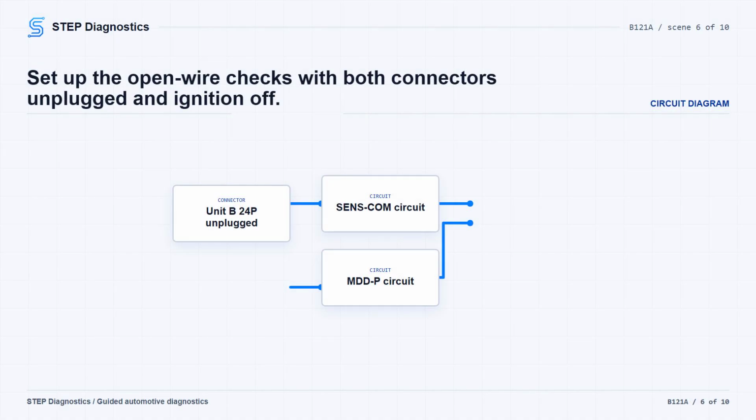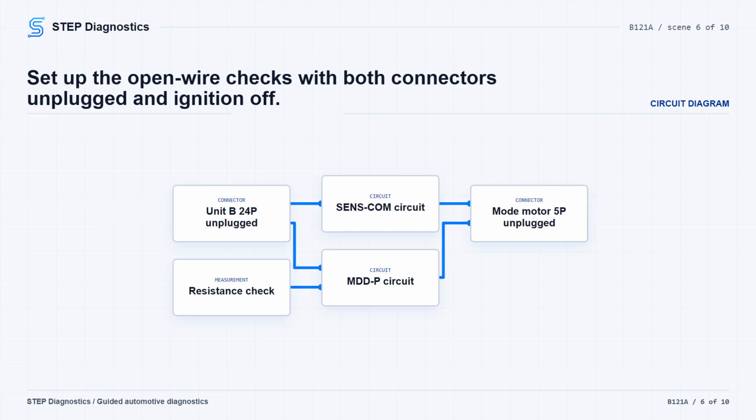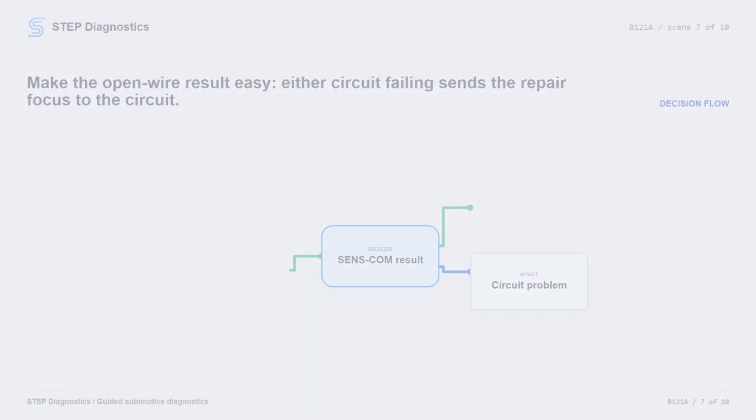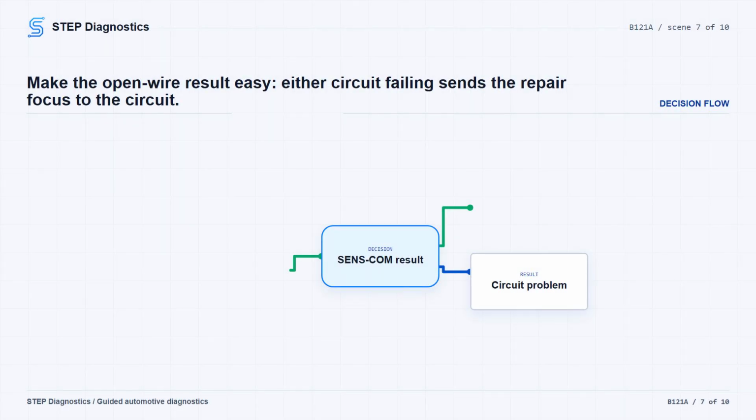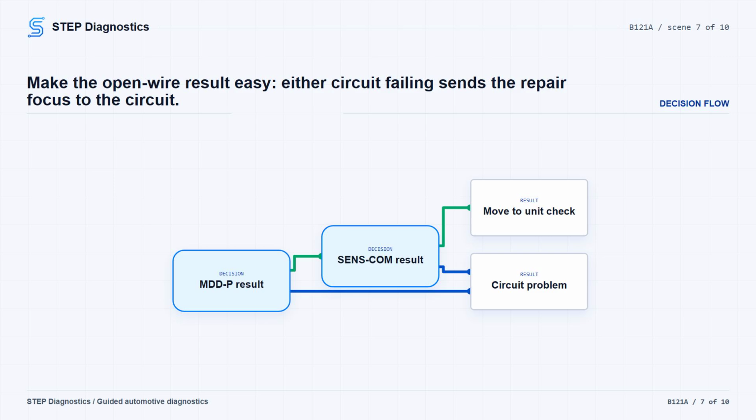Now move to the open wire checks. Disconnect the mode control motor 5P connector and disconnect climate control unit connector B, the 24P connector. With IG mode off, check the MDDP circuit for an open. The normal condition is less than 1 ohm. Then check the SENS-COM circuit the same way. Its normal condition is also less than 1 ohm. If either of these checks is abnormal, the diagnostic path points to a circuit problem.